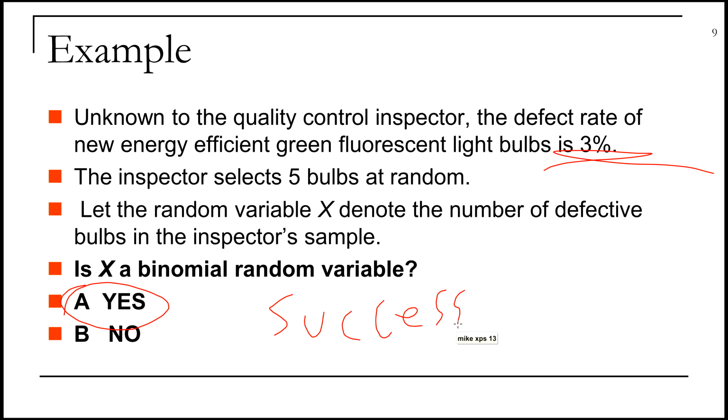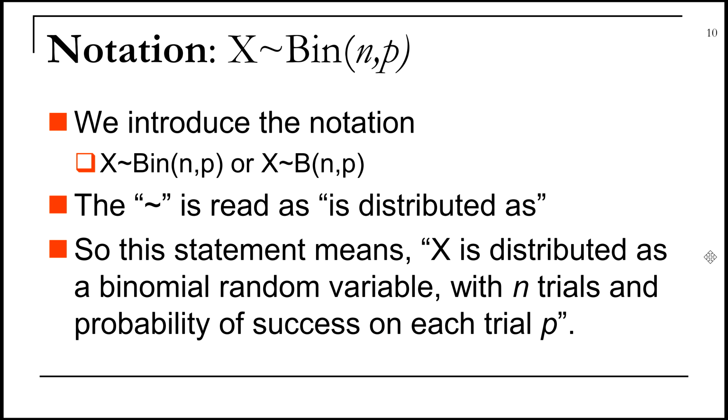So here, success is actually a defective bulb. And we want to know how many successes we have in 5 bulbs. That's how many defectives we have in 5 bulbs. So in this case, success equals a defect. And so you don't get confused by it, success sometimes may not be what you think success is in the binomial setups.